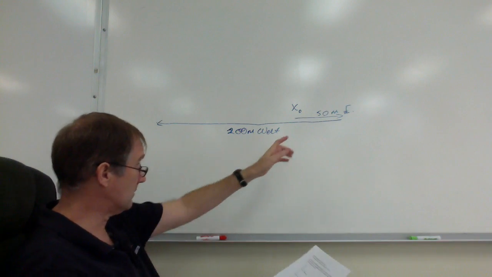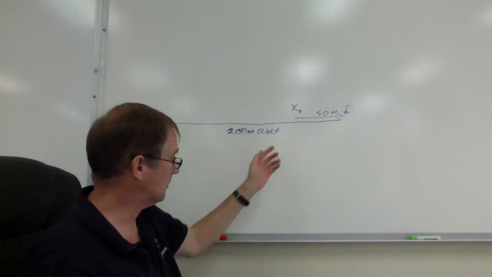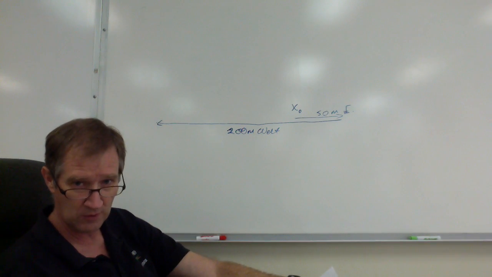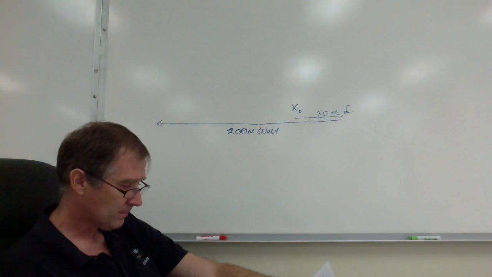So the total distance is just how far you physically walked. 50 and 200 is 250 meters. There's no east or west. It's just 250 meters. That's how far they physically walked.